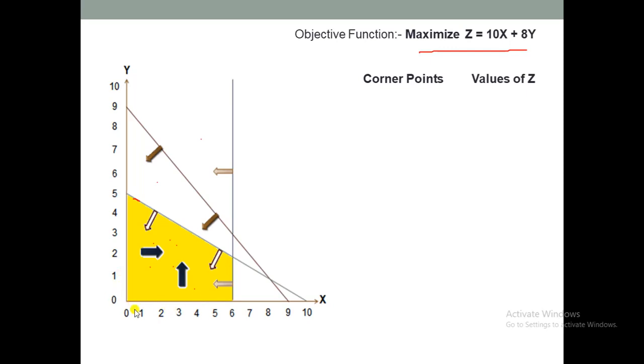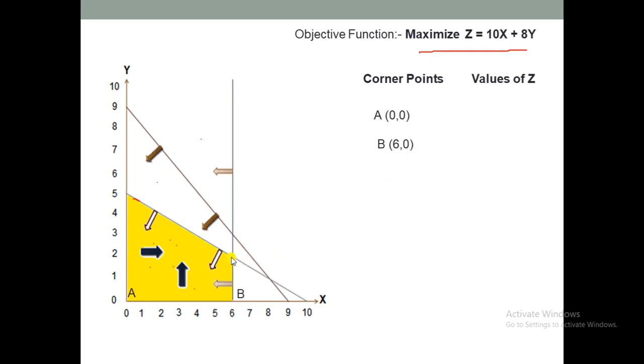Where are the corner points? How many corner points are there? This one is nominated as A. The coordinates for that particular point A are 0 comma 0. Second is the point B. You can easily observe that here x equal to 6 and y equal to 0. So the coordinates for B will be 6 comma 0.